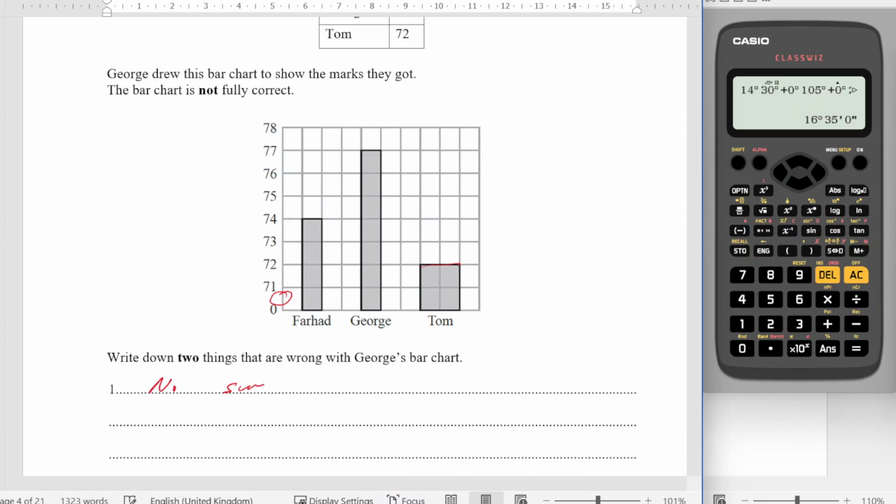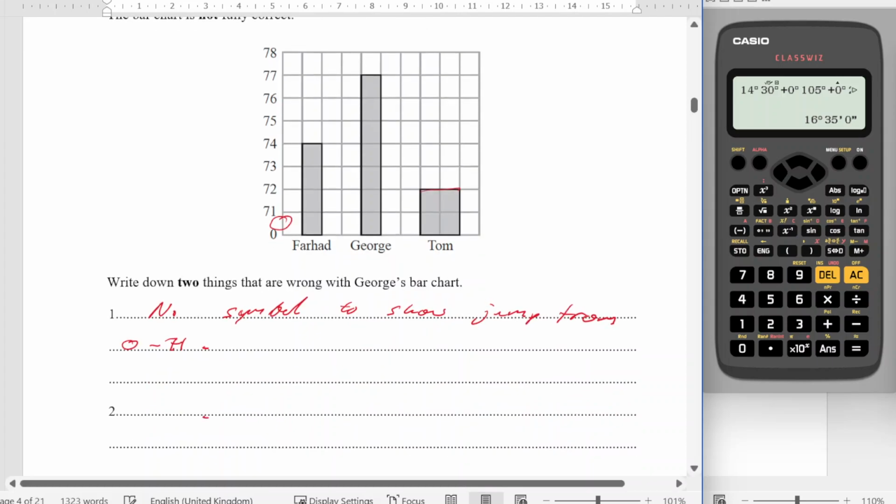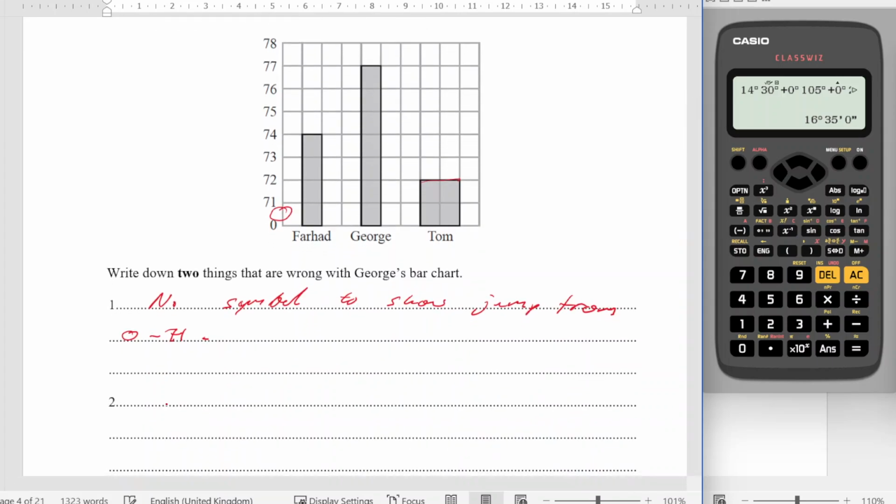No symbol to show jump from 0 to 71. That's the first thing. The second thing is Tom's width of Tom's bar is not equal to the others.